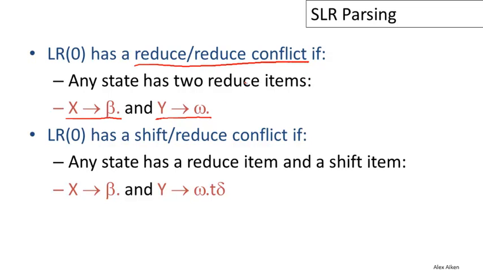Again, this happens if a particular state has two separate items indicating two separate reductions. The other possibility is that the final state of the DFA, after reading the stack contents, might have an item that says to reduce and another item that says to shift. This is called a shift-reduce conflict. In this case, there would only be a conflict in a state where t was the next item in the input, but in that situation, we wouldn't know whether to shift t onto the stack or to reduce by x goes to beta.